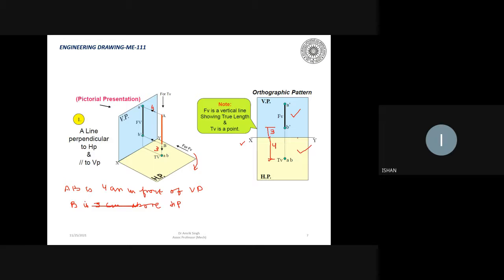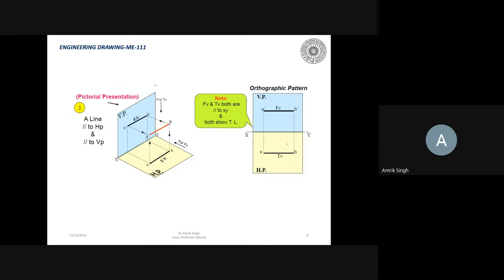Sir, when we open it, it will get just opposite. You try to imagine this. It is very clear. When you open it up, because this is parallel, this distance is also 3. That's why it is drawn on VP. And when you see this, this distance is also 4. That's why you have drawn it here.